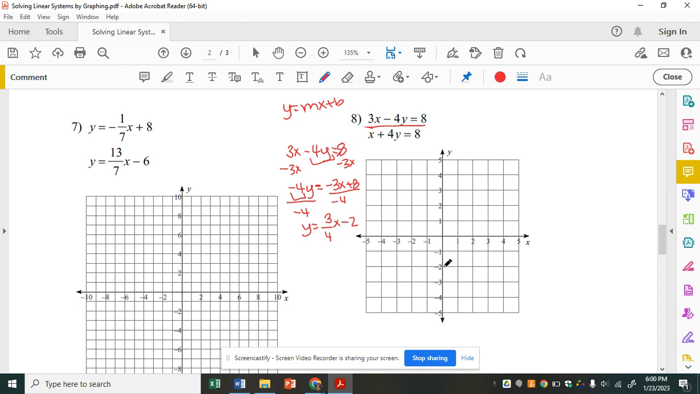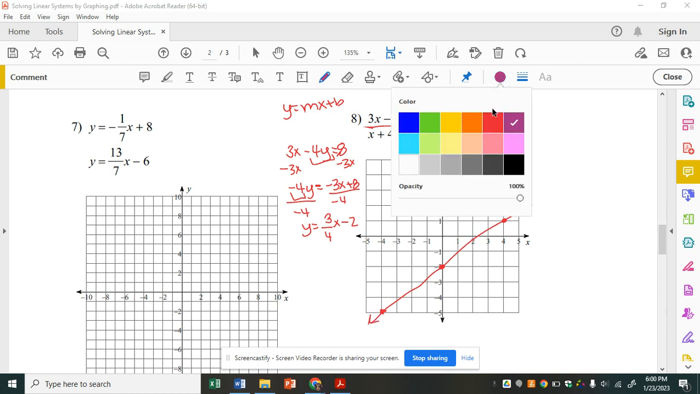My first point goes at negative 2. My slope is 3/4, so I'm going to count up 3, and I'm going to count to the right 4, but remember we could also go down 3 and to the left 4 for that same line as well. So there's my first equation.